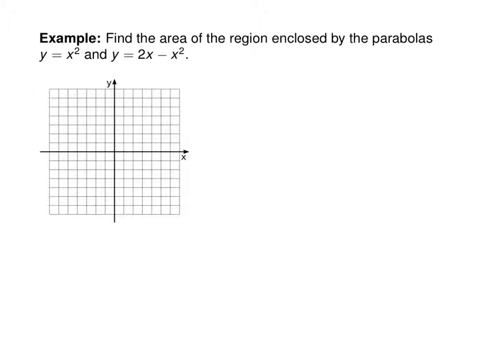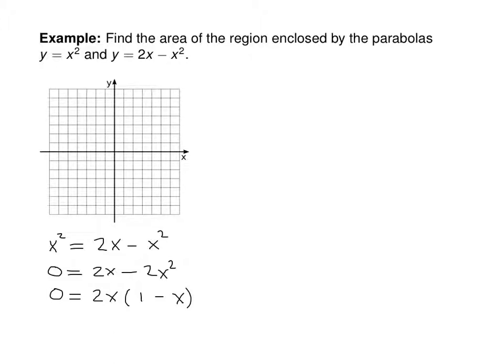So find the area of the region enclosed by the parabolas y equals x squared and y equals 2x minus x squared. So in this example, we were not told what the left and right bounds were. We must figure out where the curves intersect. So set the two expressions equal to one another. So x squared equals 2x minus x squared. So 0 is equal to 2x minus 2x squared. Factor out the greatest common factor of 2x. So these curves will intersect at x equals 0 and 1.